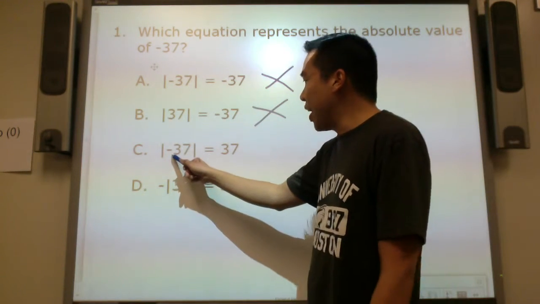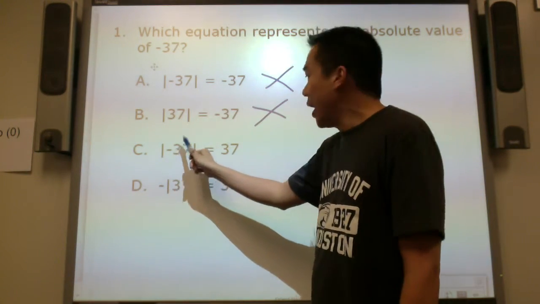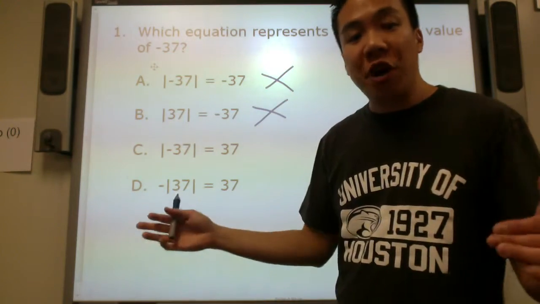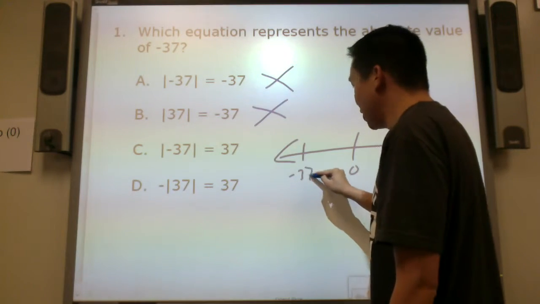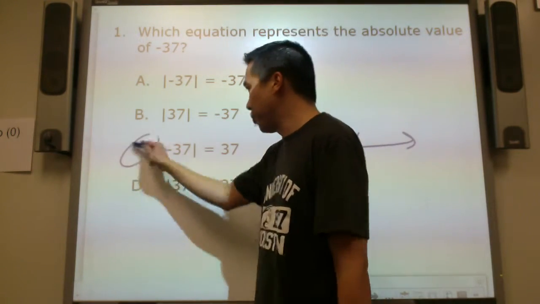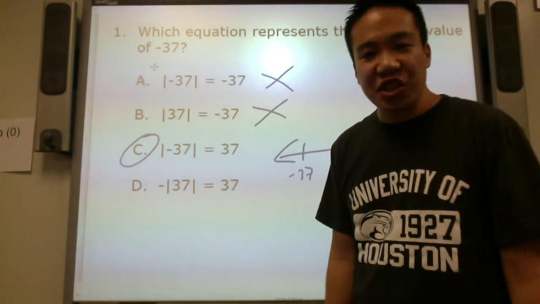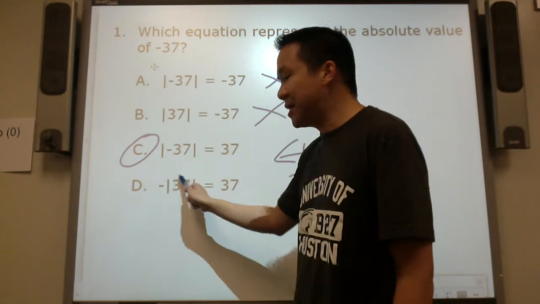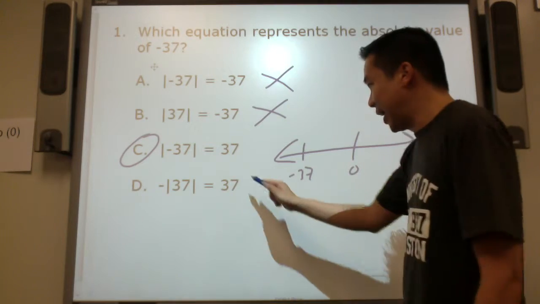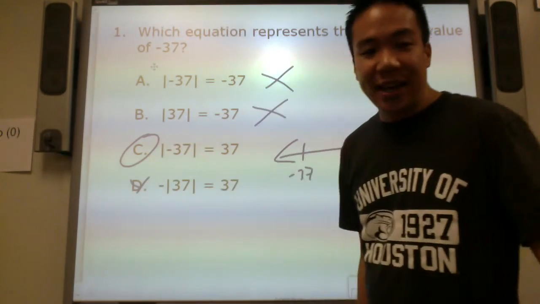The absolute value of negative 37, how far is negative 37 from zero on the number line? 37 units away. C is the answer. What is this negative on the outside of an absolute value for? Do you remember? It's the opposite of. So it can't be D. So C is the answer.